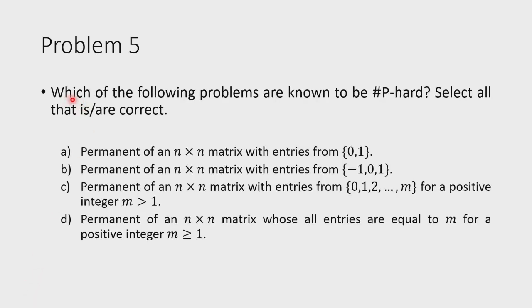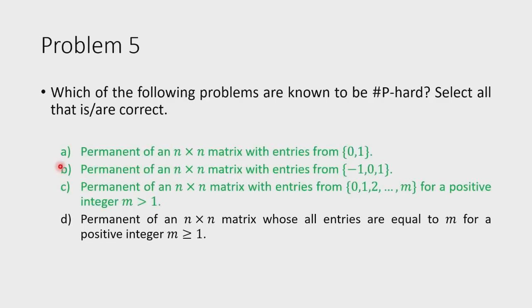So the fifth problem is, which of the following problems are known to be #P-hard? Select all that is or are correct. The options are: permanent of an n cross n matrix with entries from 0, 1; permanent of an n cross n matrix with entries from -1, 0, 1; permanent of an n cross n matrix with entries from 0 to m for a positive integer m strictly greater than 1; and permanent of an n cross n matrix whose all entries are equal to m for a positive integer m greater than or equal to 1.